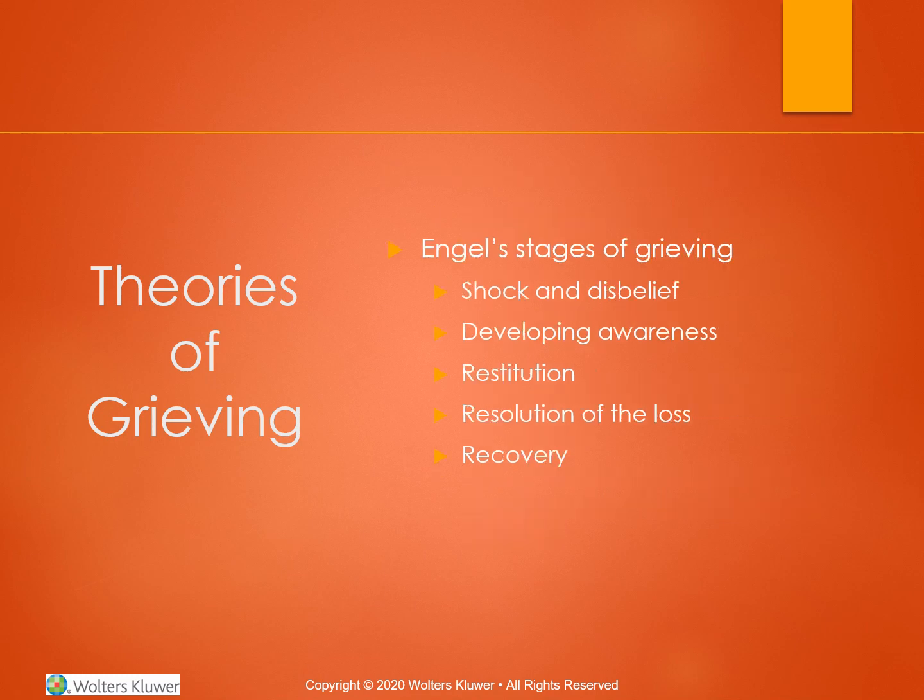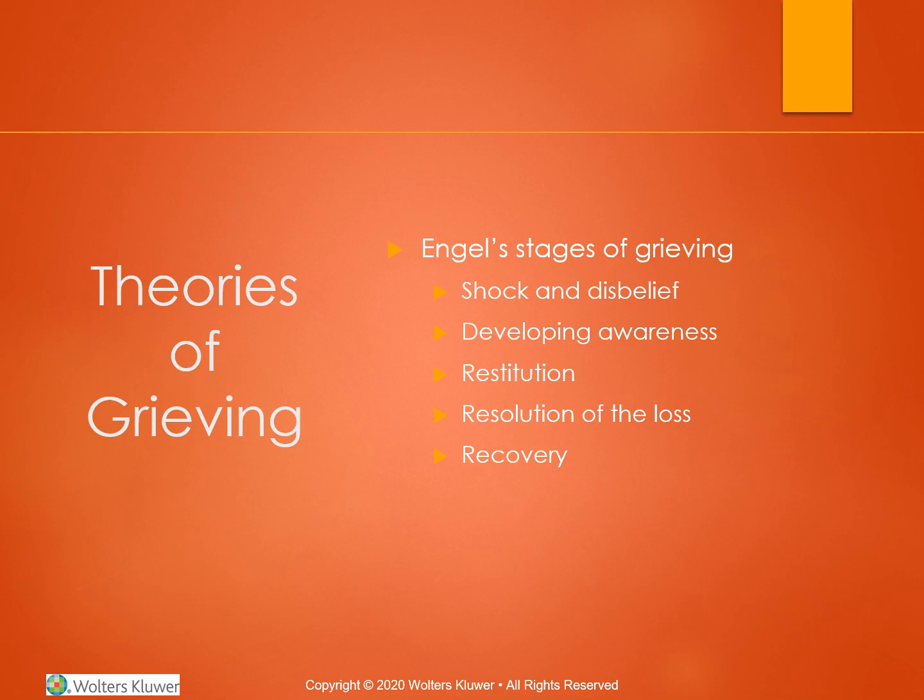So again, another theory comes from George Engel, right? 5 stages of grieving. So we've got shock and disbelief. So again, you get the news that you lost your job or you lost a loved one. You're almost numb at first, and then it's hard to acknowledge. The reality is not setting in.